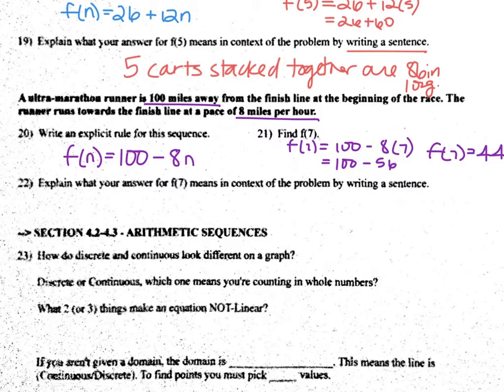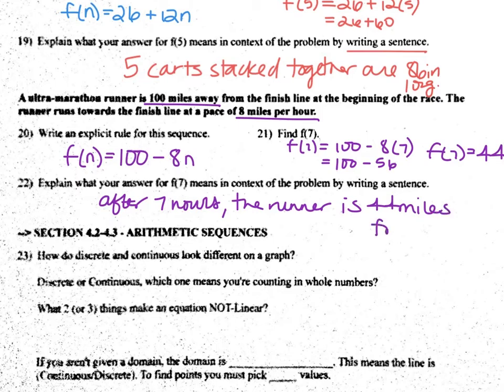So what does that mean? That means after 7 hours, the runner is 44 miles from the finish. So it's not that they've gone 44 miles. Remember, we're counting down how many they have left. So there's 44 miles away from the finish line.